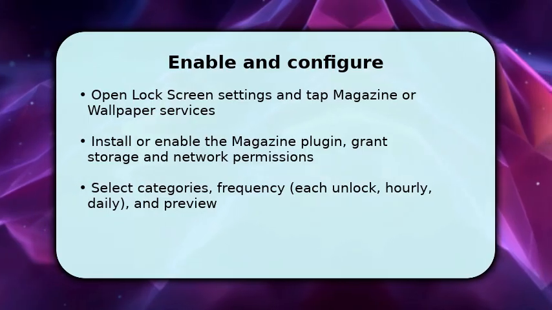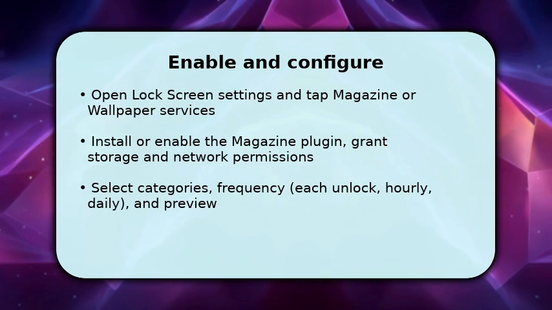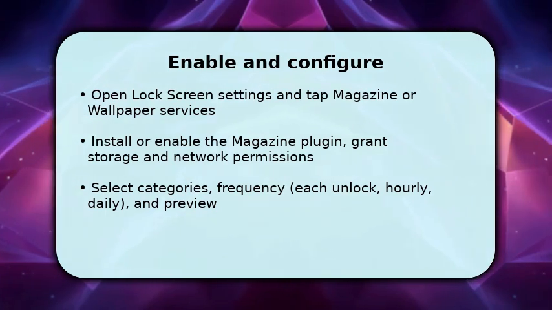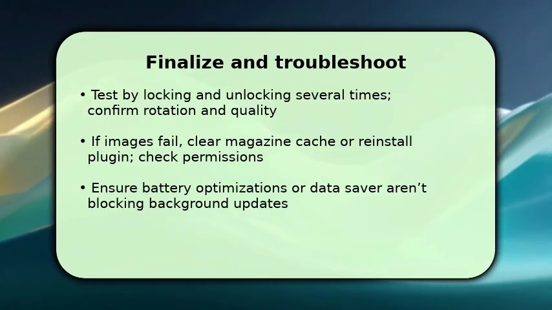Use the preview to confirm layout and toggle whether headlines or credits appear on the lock screen. Finish by locking your phone and unlocking it several times to confirm images rotate and look good. This validates settings and permissions.